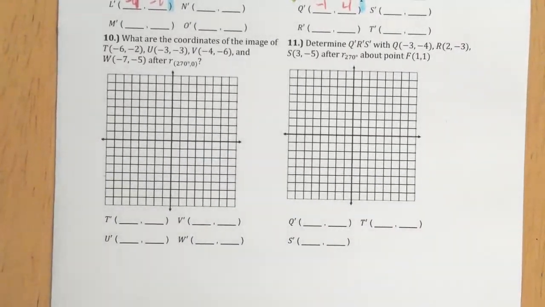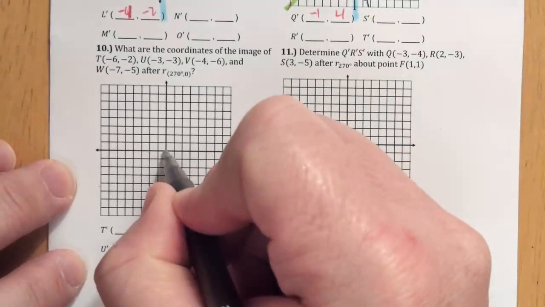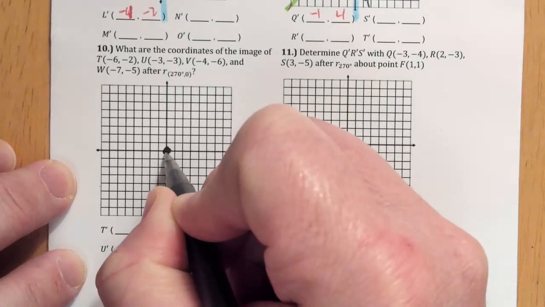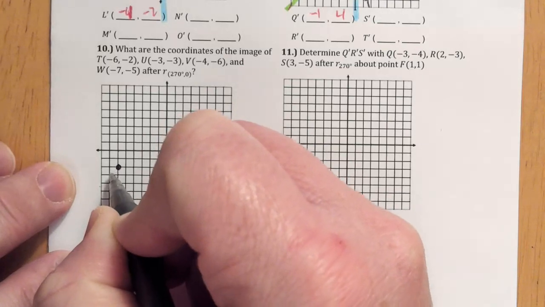All right. Number 10. So on number 10, let's plot these coordinates. We have, so here's 0, 0. We have negative 6, negative 2. There's my T.